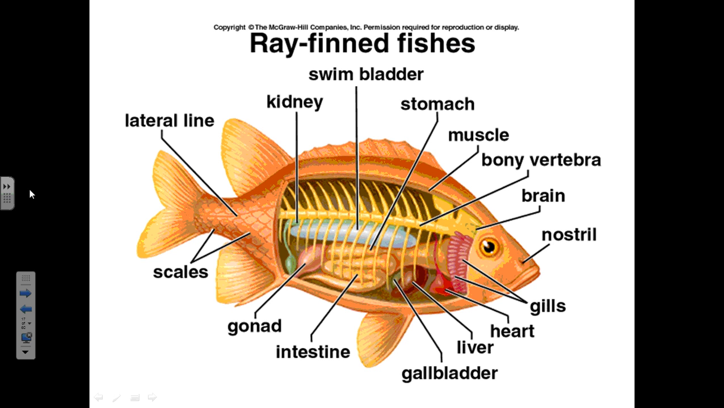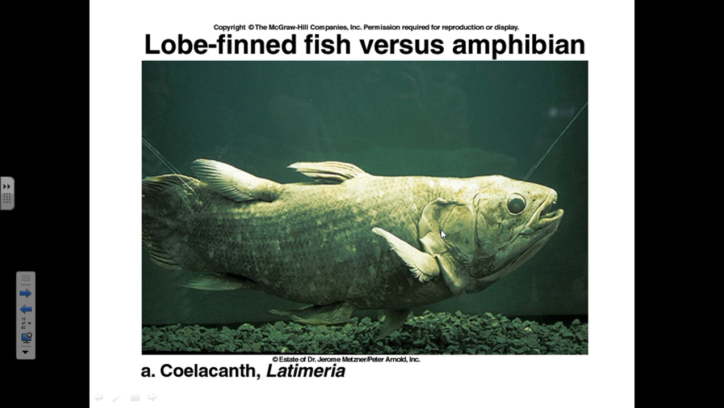Here you can see this is the swim bladder, in about the same place where an organism's lungs might end up. The operculum would be over the top of these gills here, and it would flap around like that.